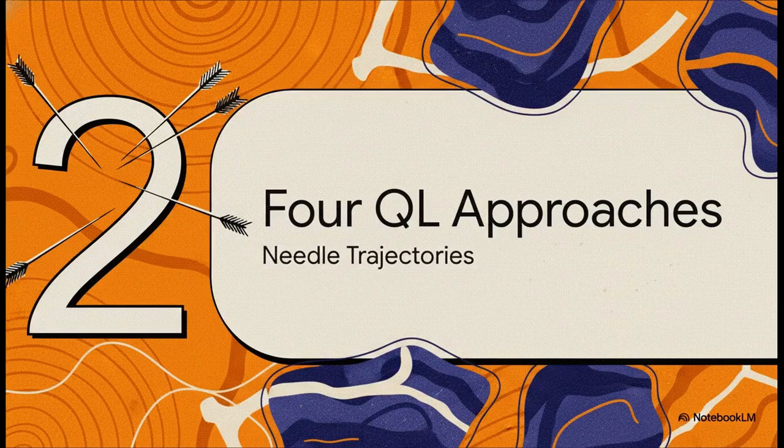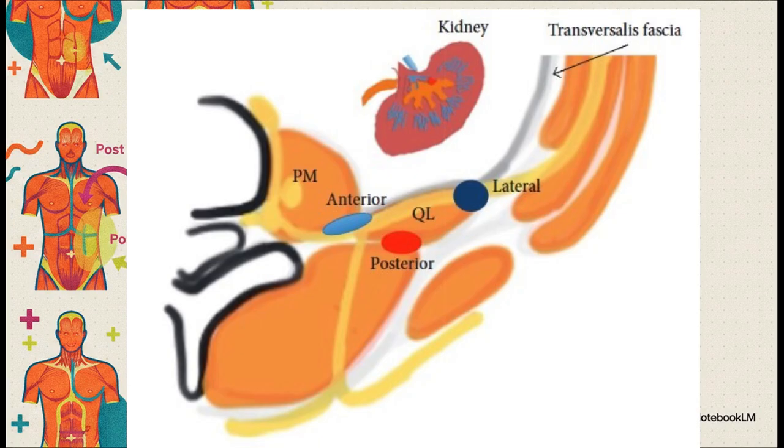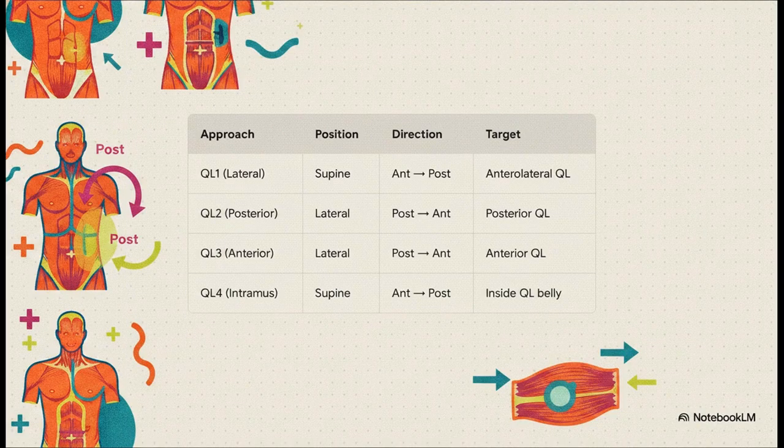Section 2. The 4 QL approaches. With the foundational anatomy set, let's break down the 4 distinct ultrasound-guided approaches to navigating the QL muscle. The nomenclature we use here is quite logical. It's based entirely on where your needle tip ends up in relation to the QL muscle itself. This matrix is one you'll want to commit to memory.